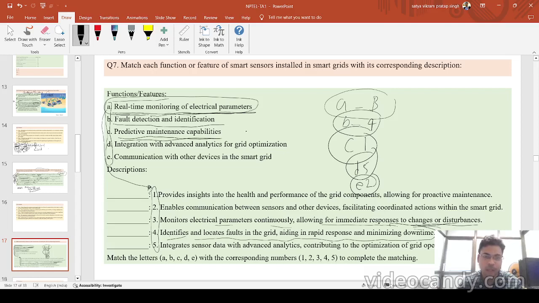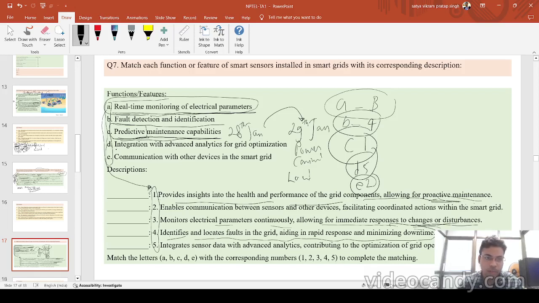Predictive means, suppose at present I am at the 28th of Jan, and I need a predictive mechanism for the 29th Jan: power consumption, load curve. That kind of system is known as a predictive system. So predictive maintenance capabilities, C answer is given 1, provide insight into the health and performance of the grid components, allowing for proactive maintenance. That is correct. Very correct.